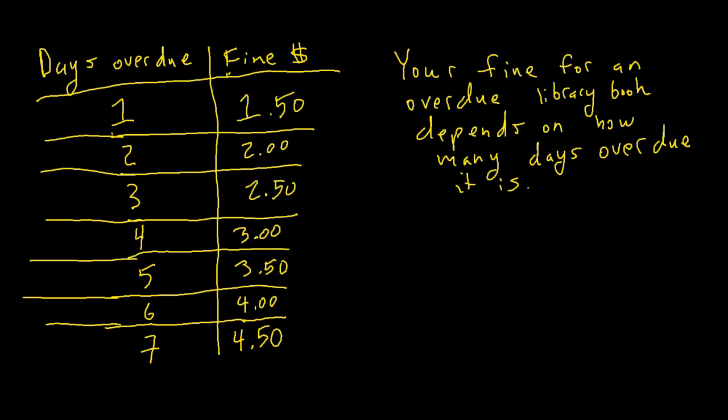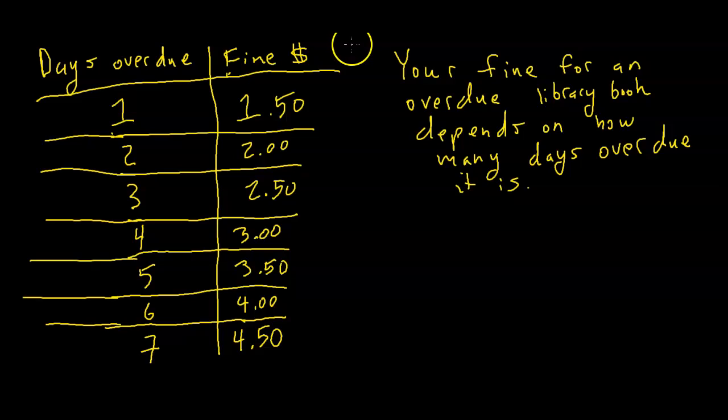Let's take another look at another functional relationship. Here's a functional relationship. Your fine for an overdue library book depends on how many days overdue it is. So if you take out a library book, it comes with a certain due date, the date by which you have to return the library book. If you don't return the library book on that date, you are going to be charged a fine for however many days you have kept it overdue.